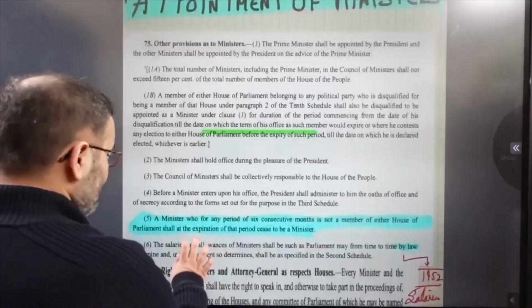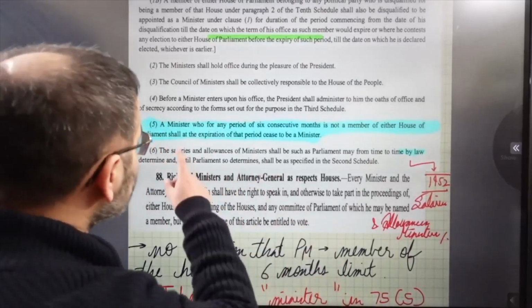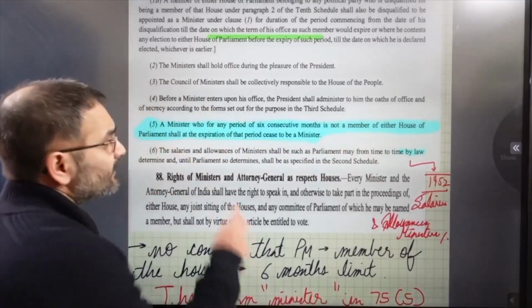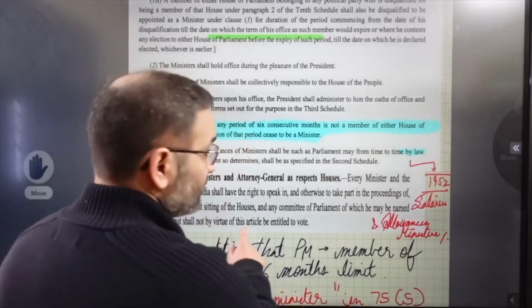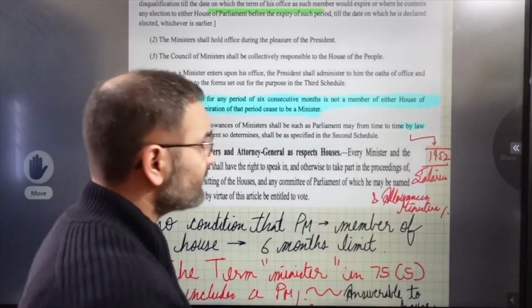Okay. Now, the crucial bit with the appointment of ministers is that a minister who for any period of 6 consecutive months is not a member of either house of the parliament shall at the expiration of the period cease to be a minister. Now, hang on here. We need to discuss a couple of case laws relating to this clause. So, mark it in your bare act.